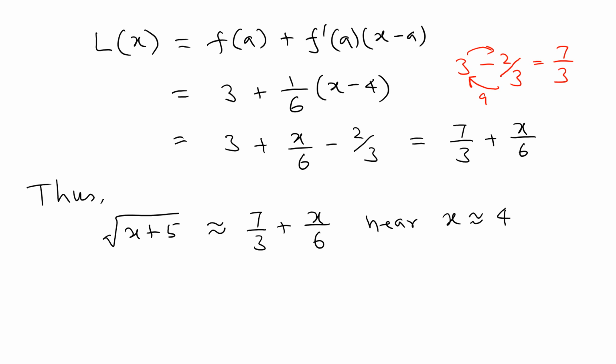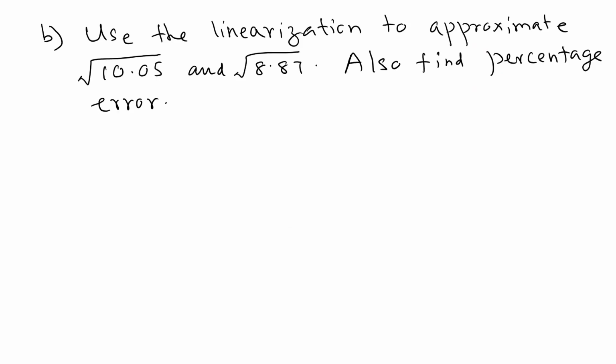Now we can use this linearization to approximate a few values. So let's see how we can do that. Part B is asking to use the linearization to approximate the square root of 10.05 and the square root of 8.87. How do you do a problem like that? The first thing you need to do is rewrite the problem using the format of the function.